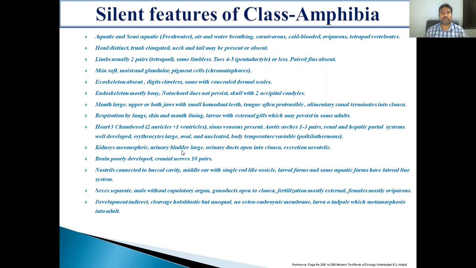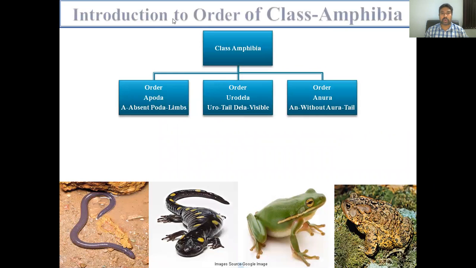Now the topic which we're going to discuss is the introduction to the orders of class Amphibia. The number of species in class Amphibia is less as compared to other vertebrates. And this class is divided into two subclasses: subclass Stegocephalia, which includes all the extinct amphibians, and subclass Lissamphibia, which includes all the living forms of amphibians.